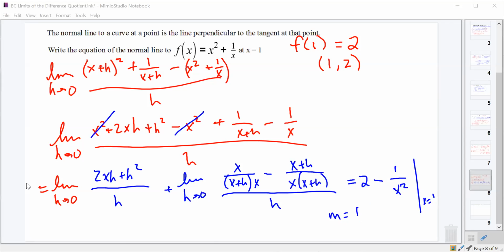And using point slope form, we got y minus 2 equals 1 times x minus 1. Oh, yeah, 2x. I think I said 2x. Sorry. Maybe I didn't say 2x, but yeah, 2x minus 1 over x squared, which doesn't change our answer, but yeah, definitely 2x. Any questions on that?